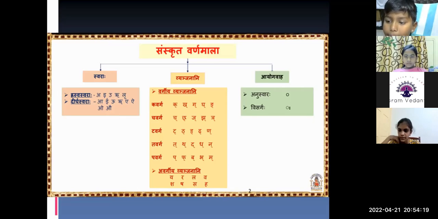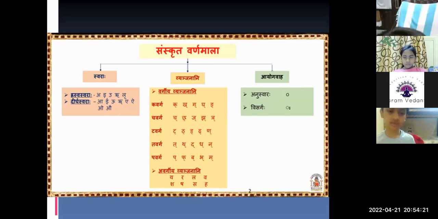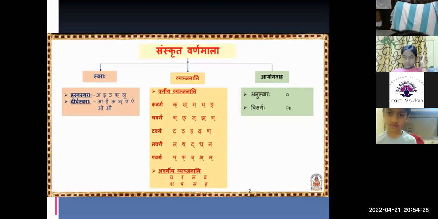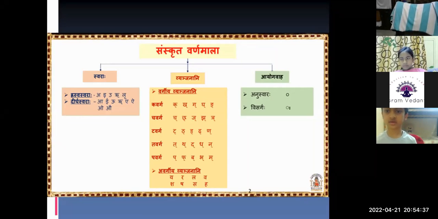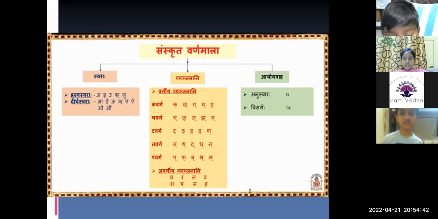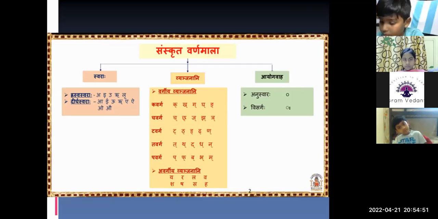And in every Vyanjana, that is consonant, the second and the fourth are called aspirated. Very good. Then what columns are non-aspirated? First and third. Very good. First and third are non-aspirated. Second and fourth are aspirated.